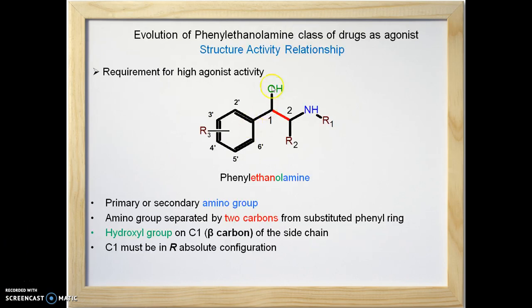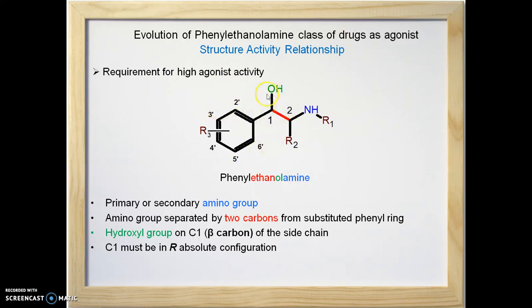So here is the structure activity relationship of phenylethanolamine. In phenylethanolamine structure, what are the minimum requirements for high agonist activity? Requirements are presence of primary or secondary aliphatic amino group separated by 2 carbons from substituted phenyl ring. Now amino group gets protonated at physiological pH and acquires positive charge and is involved in ionic interaction with the receptor.